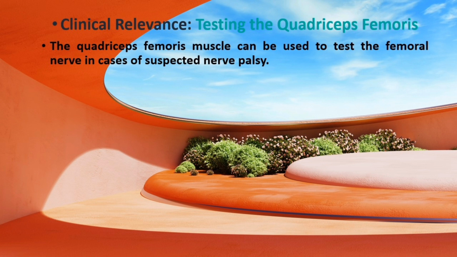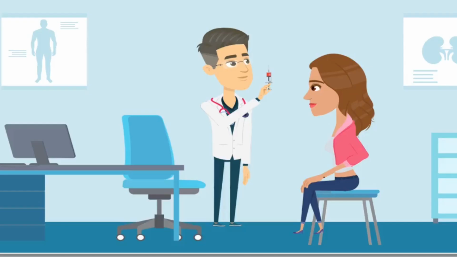This is performed by positioning the patient supine, with the knee slightly flexed. The patient is asked to extend the leg, at the knee, against resistance. If the femoral nerve is damaged, contraction of the quadriceps femoris will be absent. Now let's have a quiz.